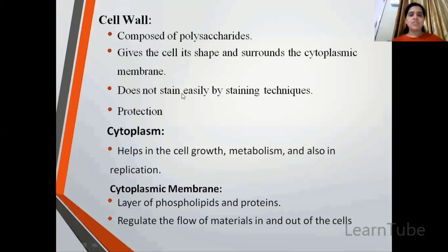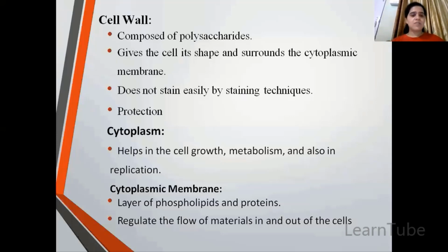Next is the cytoplasm. You can call it a reservoir of nutrients. All the nutrients that are required will be present in the cytoplasm, and all the other organelles will take whatever they require from it, and they will also secrete into the cytoplasm. So it is the place where cell growth, metabolism and replication take place.